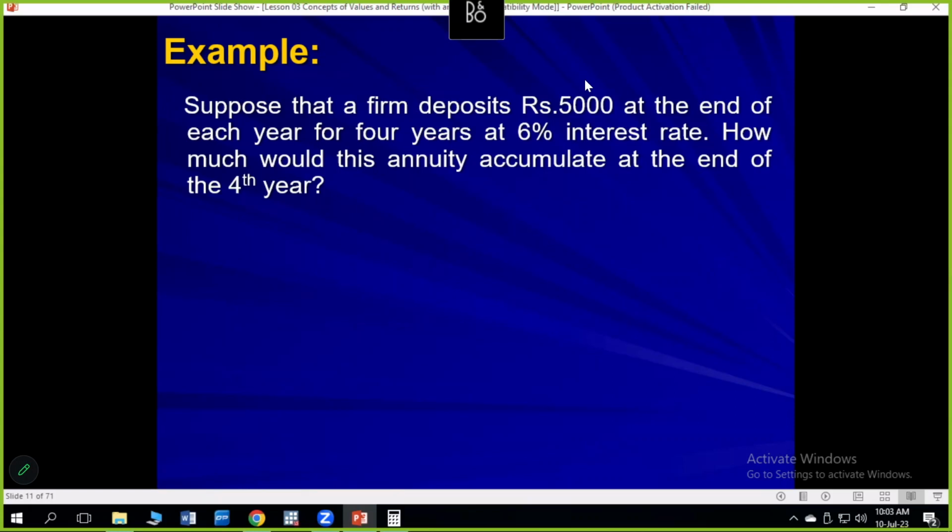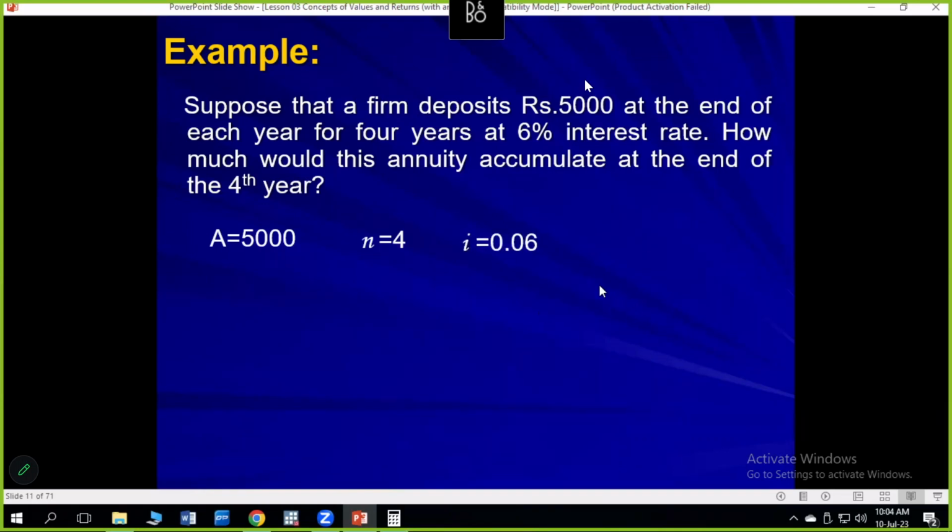Now you want to find the answer to this question: how much does this annuity accumulate at the end of the fourth year? At the end of your degree program, you want to get it. So you want to collect the information from this. What is 5,000? 5,000 is the annuity. The n is 4 years.